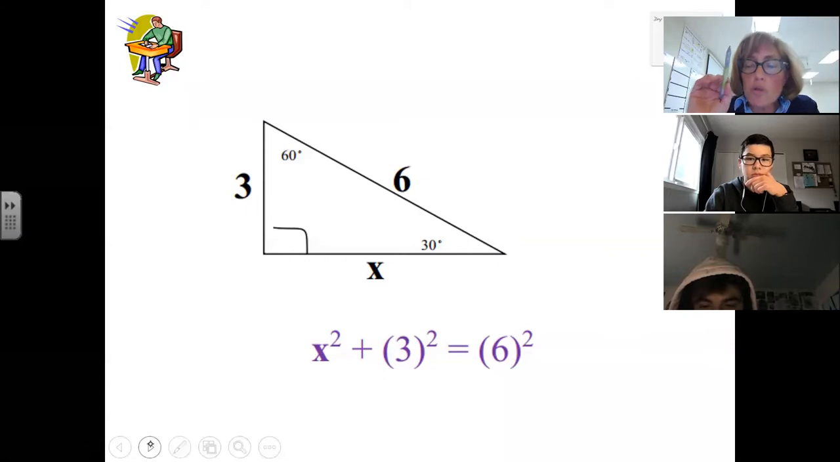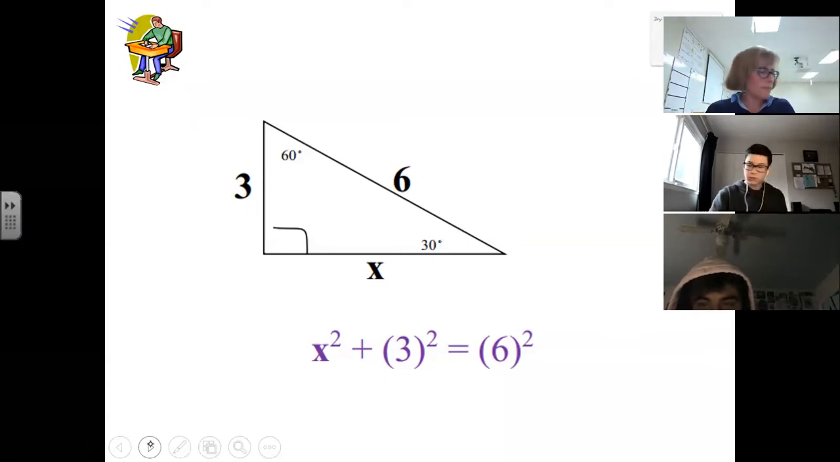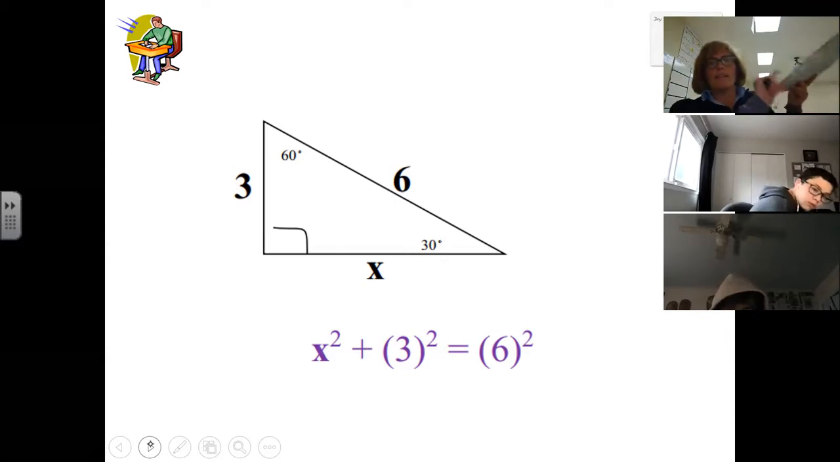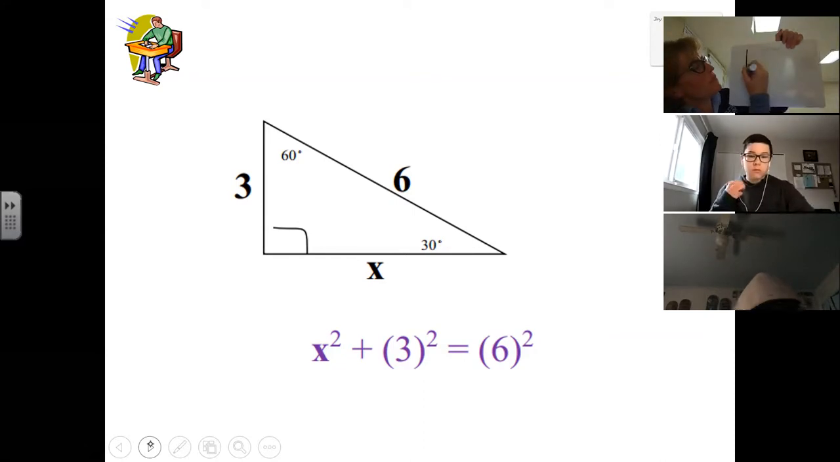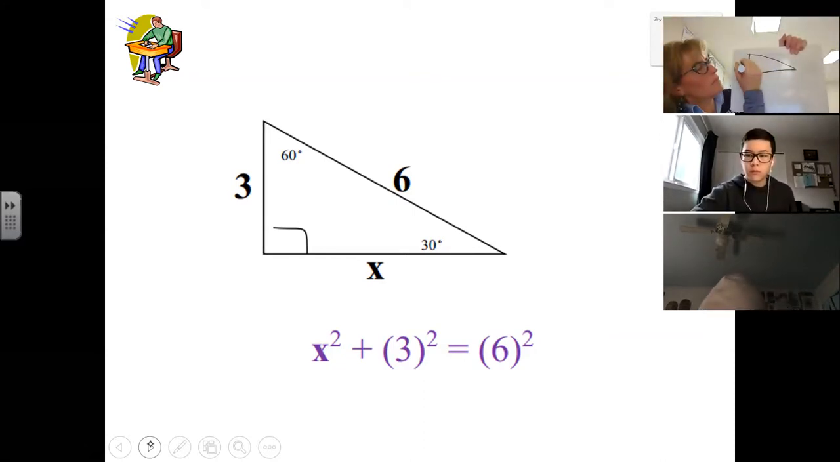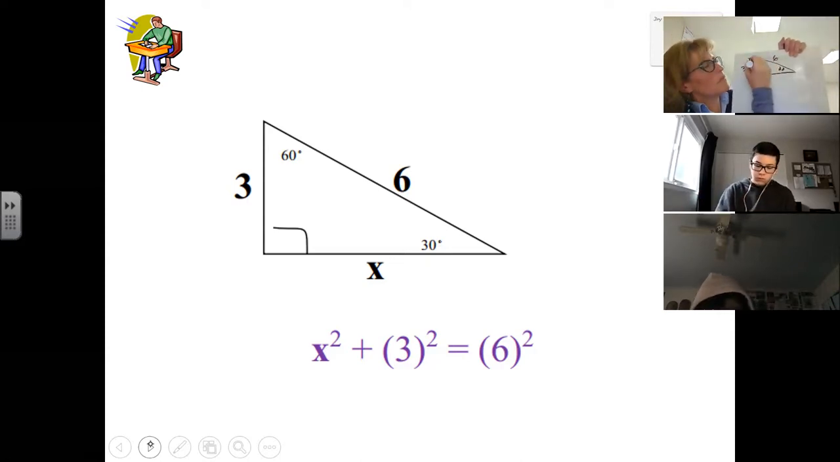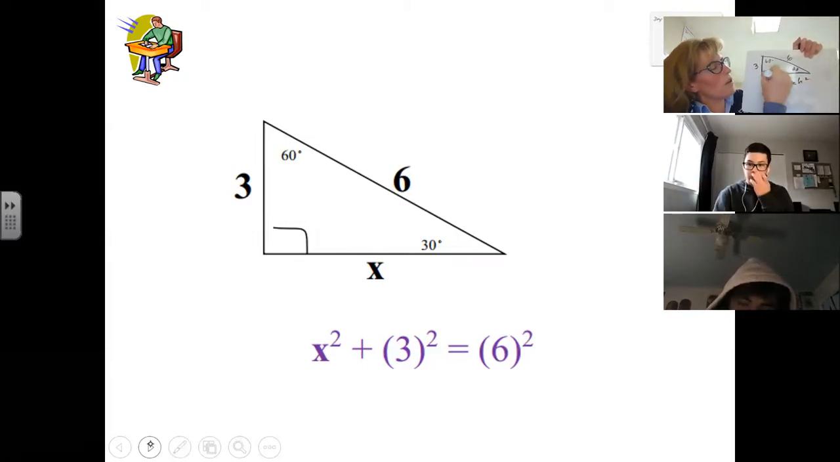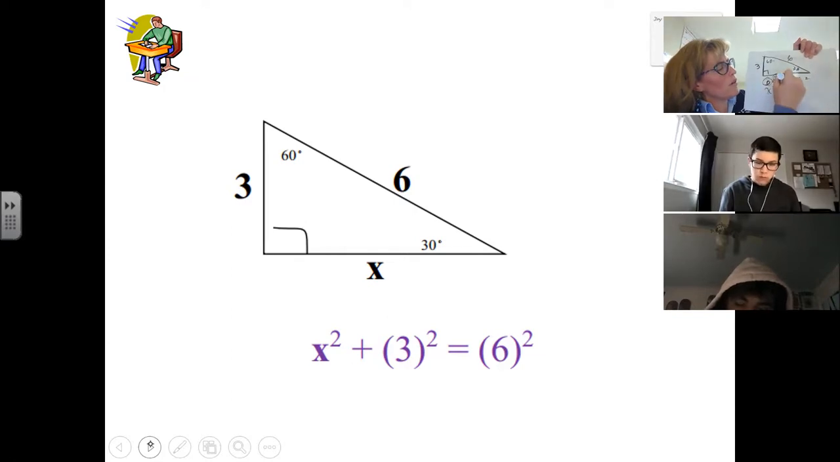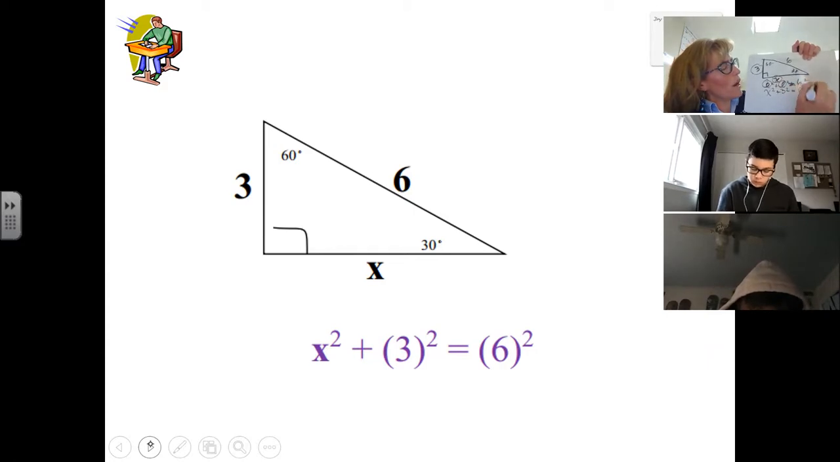Get out your dry erase boards, please. I'd like you to draw this on your dry erase board. We're using the Pythagorean theorem: leg squared plus leg squared equals hypotenuse squared. You're following along: 3 squared plus x squared equals 6 squared.